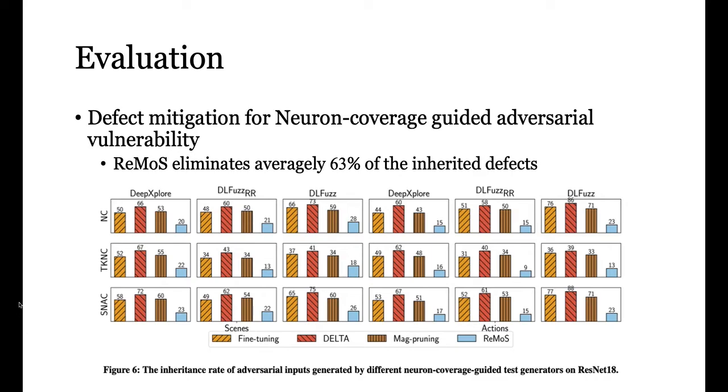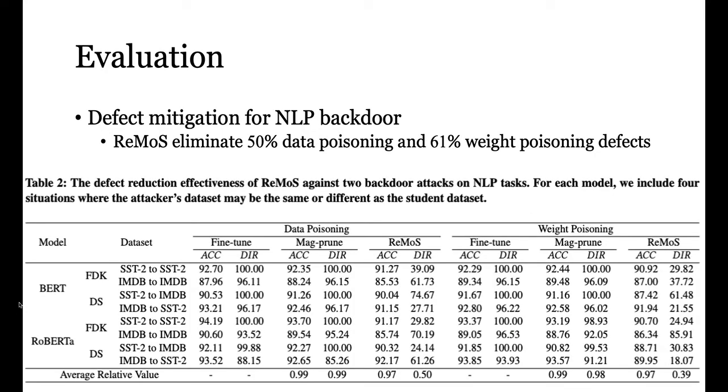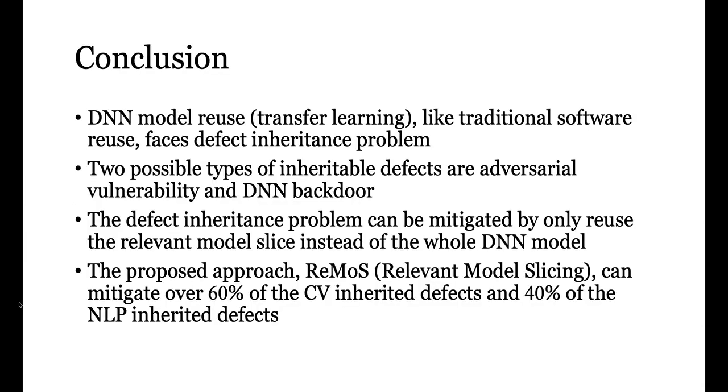We then display some evaluation results. For neuron coverage-guided adversarial vulnerability, ReMoS eliminates on average 63% of the inherited defects. For the NLP backdoor, ReMoS eliminates 50% data poisoning defects and 61% weight poisoning defects.